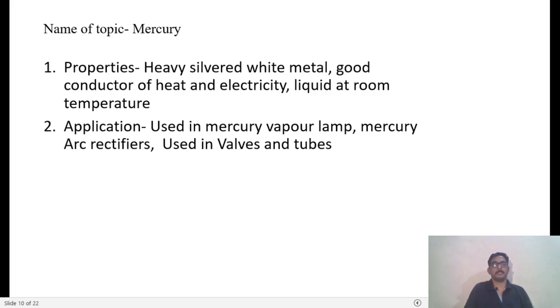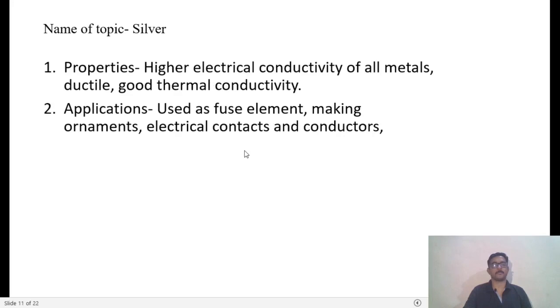The properties of mercury are: heavy silvery white metal, good conductor of heat and electricity. It is liquid at room temperature. Sometimes this mercury can be a poisonous material if it is drunk by people. It is used in mercury vapor lamps, mercury arc rectifiers, and in valves and tubes also.